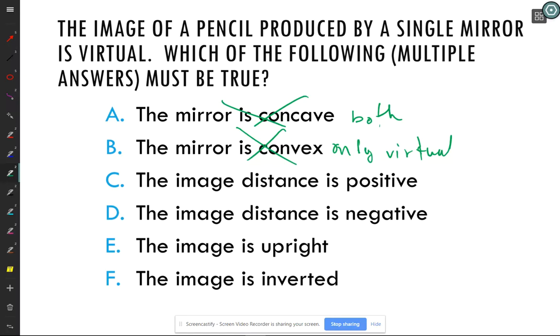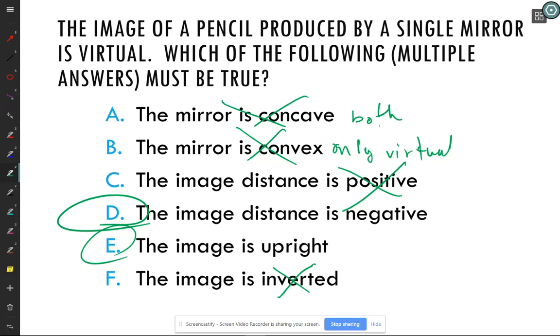So this one here, image distance must be negative if it is virtual. And then, is the image upright or inverted? Once again, you can think about the experience with Wesley. The virtual image, if you have a single lens or a single mirror, is upright. A real image would be inverted.